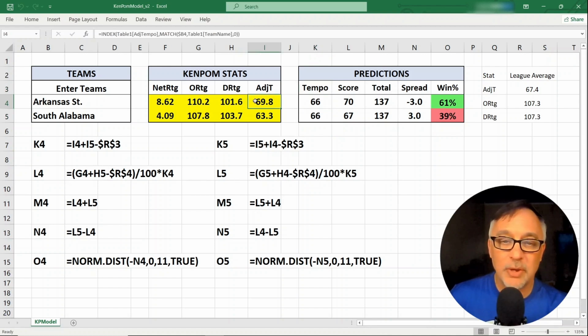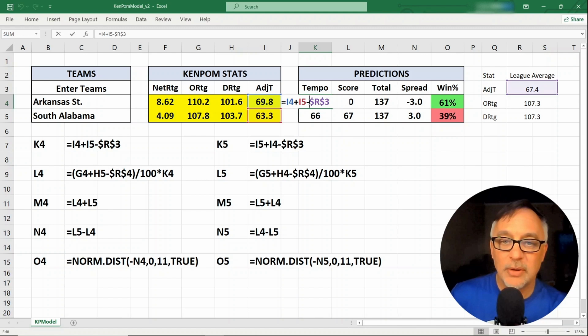And we look at 69.8 for Arkansas State and 63.3 for South Alabama. And over here on the far right, I have the league average, 67.4. So this team plays at a faster pace than league average. South Alabama plays at a slower rate. So what we do is we take the gap between the adjusted tempo for one team and subtract the league average. We do that because South Alabama plays at a slower rate, so we'd expect that to slow down the Arkansas State tempo.